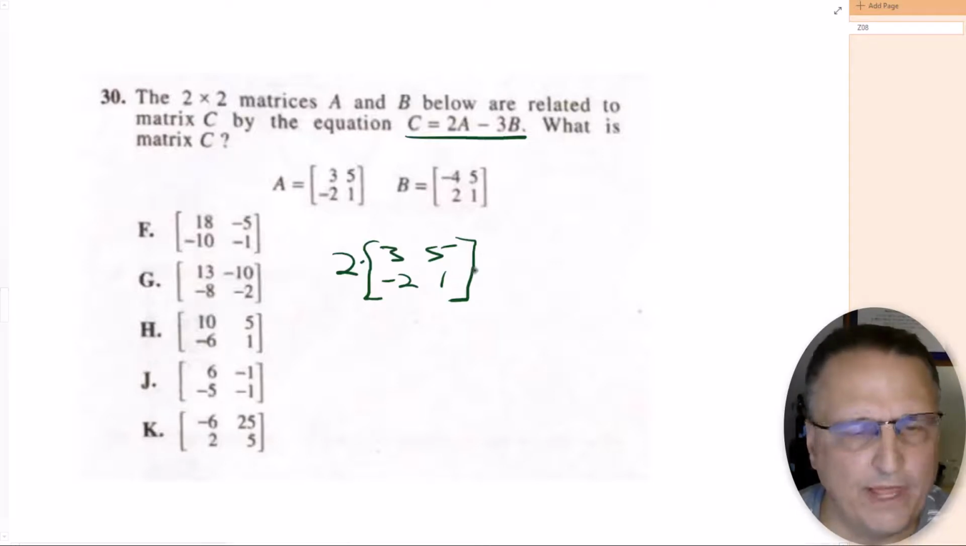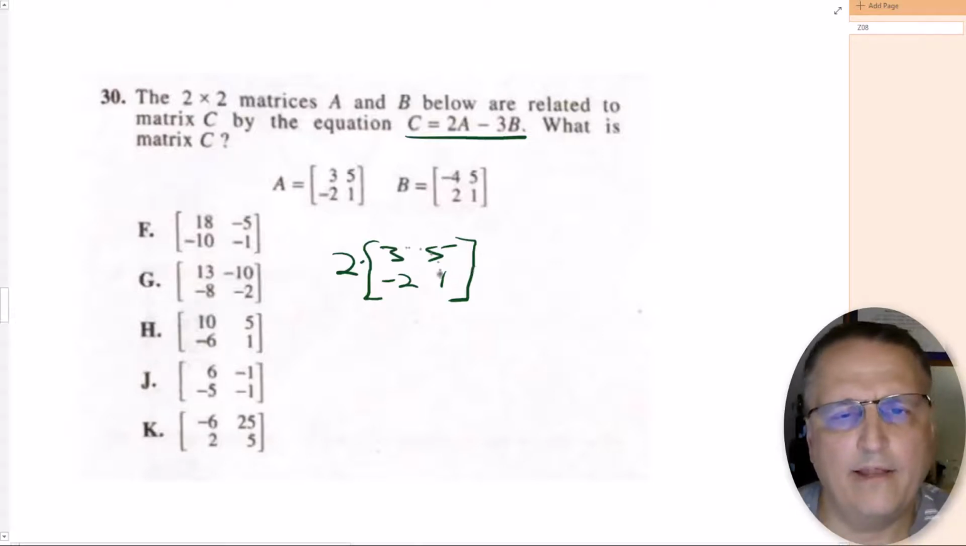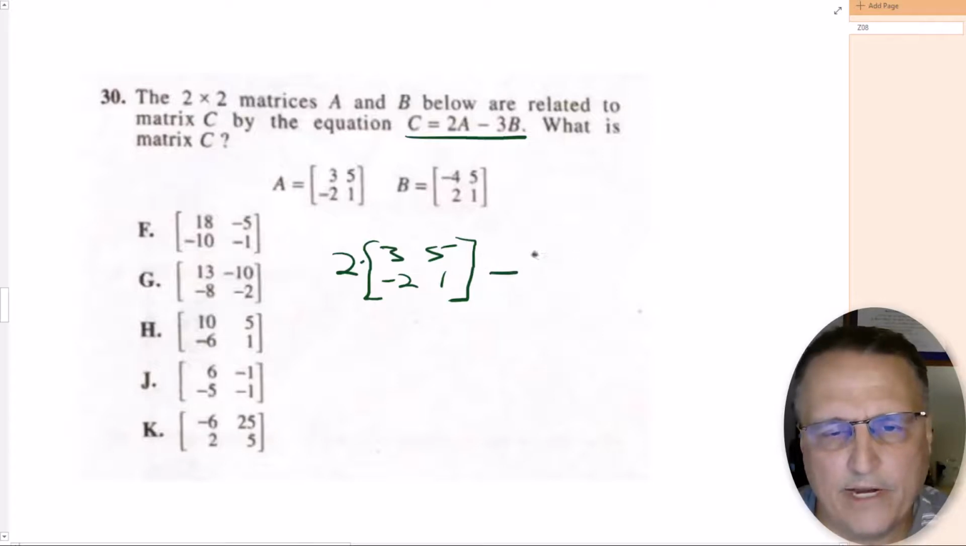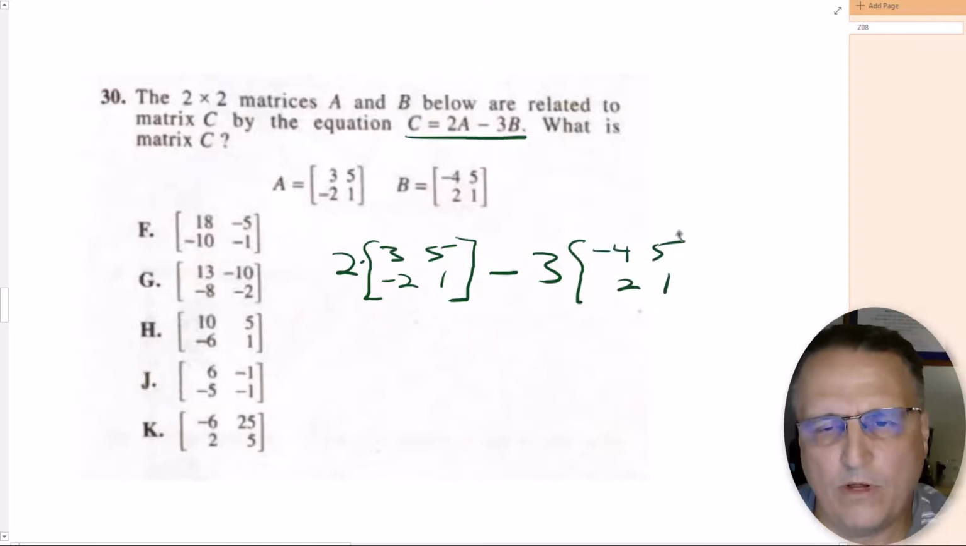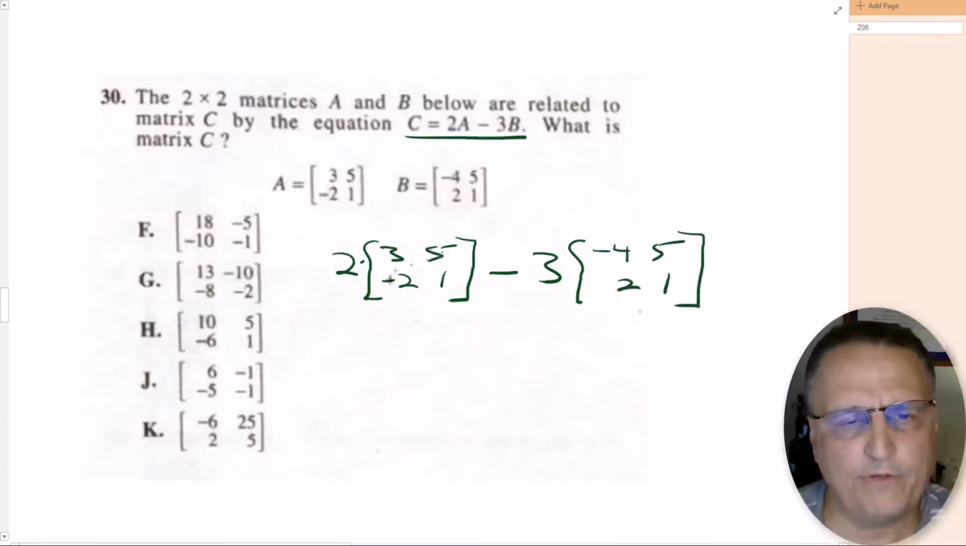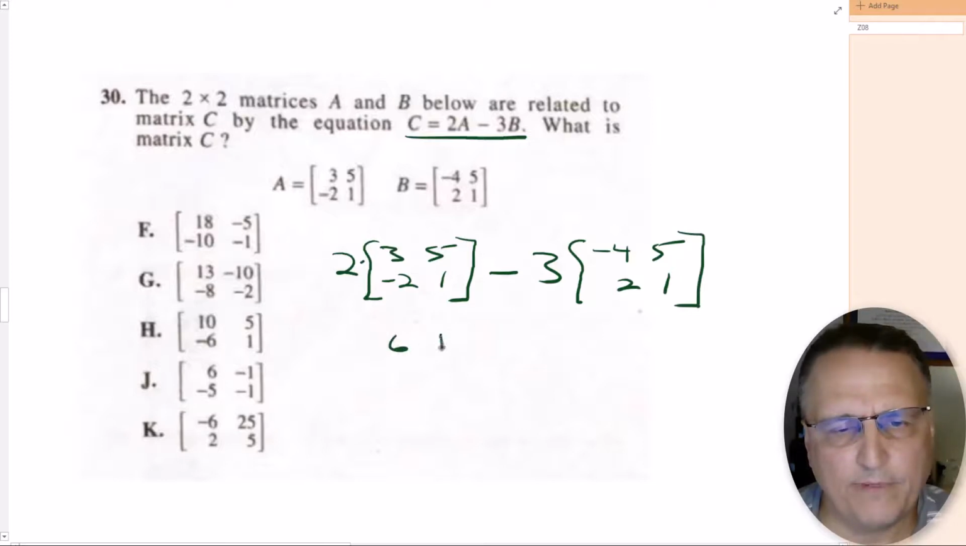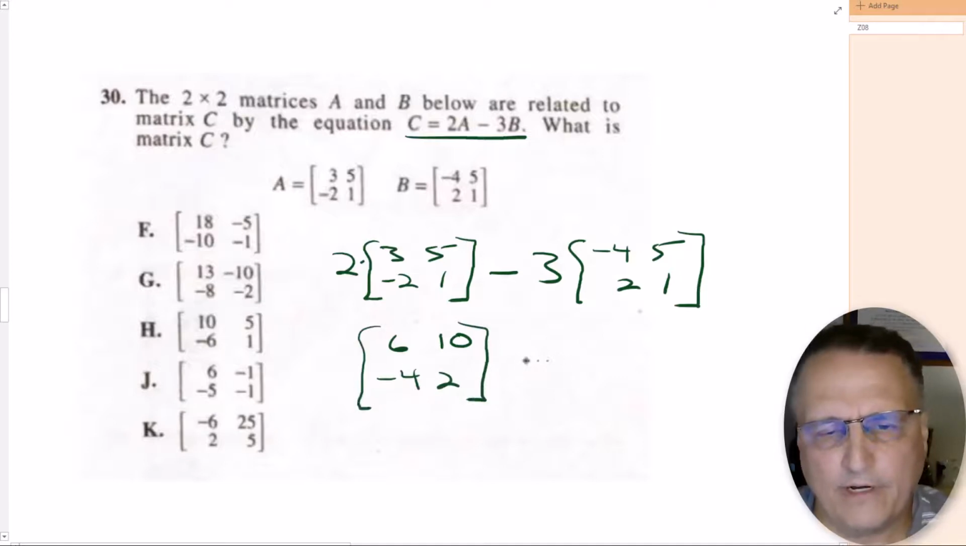And if you assumed that, you would be correct. And I'm going to then say that this is minus 3 times negative 4, 5, 2, and 1. When I distribute the 2, I'm going to get a matrix that would be like this, 6, 10, negative 4, and 2. And then I'm going to leave this as a minus and then distribute a positive 3.